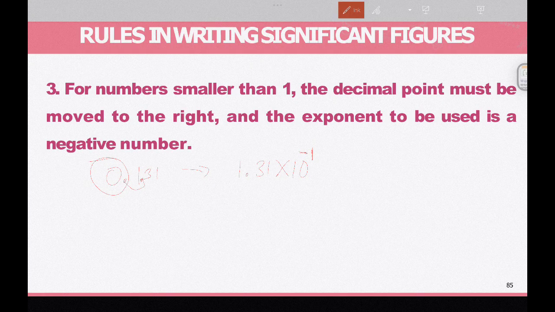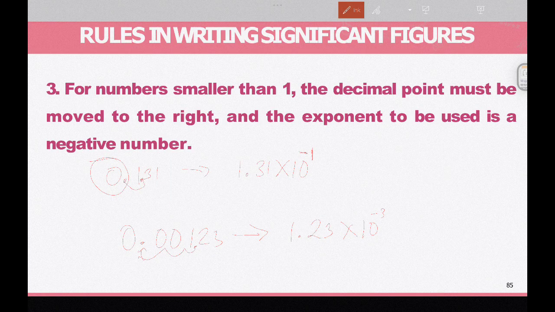Another example, if we have 0.00123, definitely we move the decimal point up to the non-zero digit. So 1, 2, and then 3. We have here 1.23. We put the base again, times 10, and then we move it 3 times, so we put negative 3. So that's how you write the significant figures into a scientific notation.